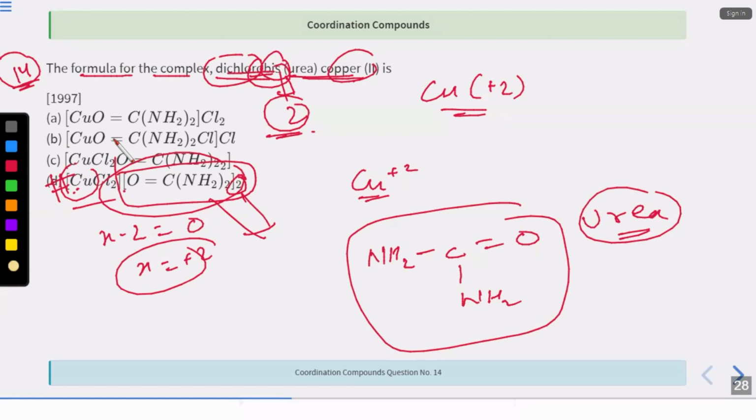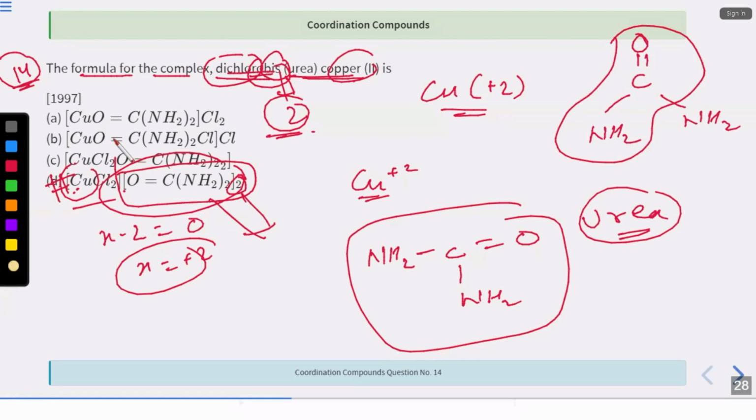This is basically a ketonic compound, which we study in the aldehydes and ketones chapter. So it is something like this. Basically, this NH2 group is called the amide group. So this type of compound is known as urea. You will study this when you study carbon compounds in organic chemistry. So you have to just search for urea in all the four options. Basically, urea is in option number D. So this is not urea, because here you can't have Cu in plus 2 state.